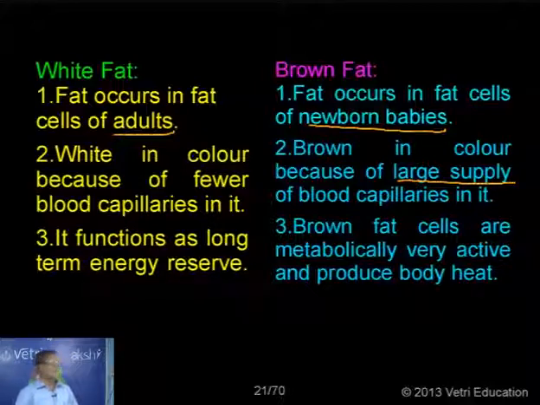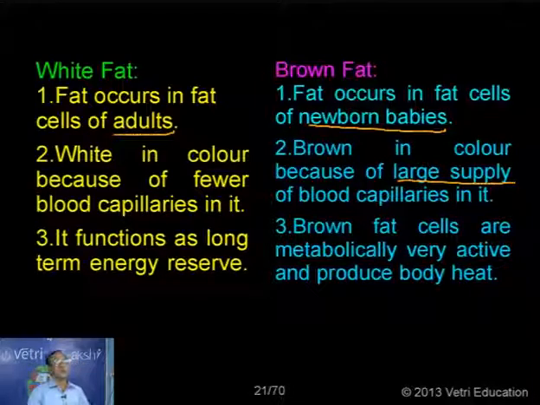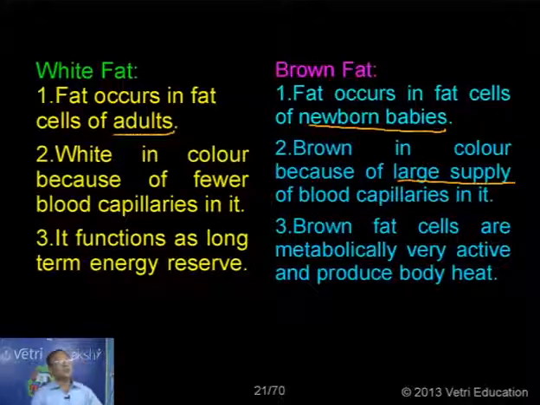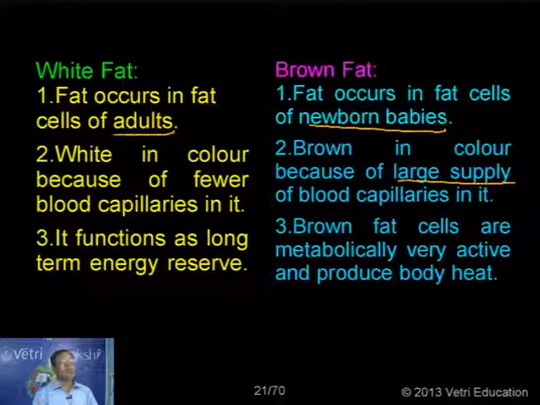And normally the white fat acts as a long-term energy reserve, providing energy gradually for a person. But in the case of brown fat, it's very active. The cells are very active. How? Metabolically very active. So they undergo oxidation, ready to release energy. That is why they release more amount of energy than the white fat. White fat releases energy gradually for a long term, and the brown fat releases energy all of a sudden, quickly.